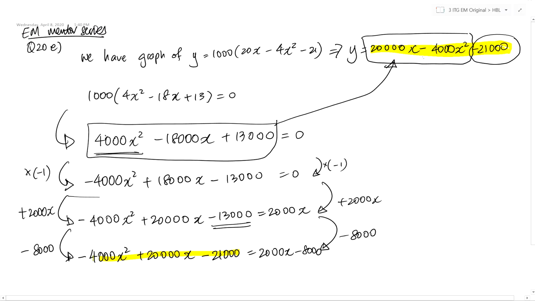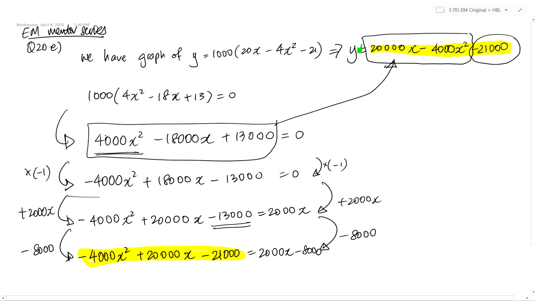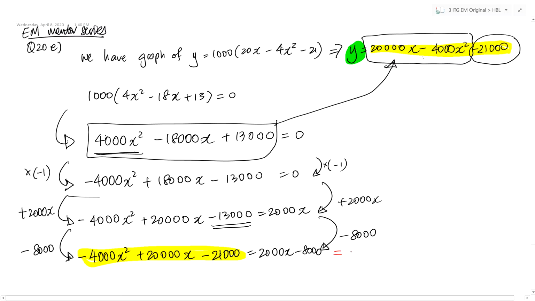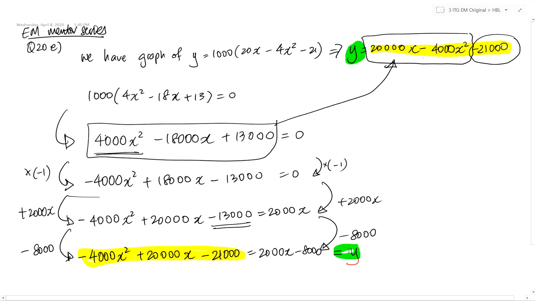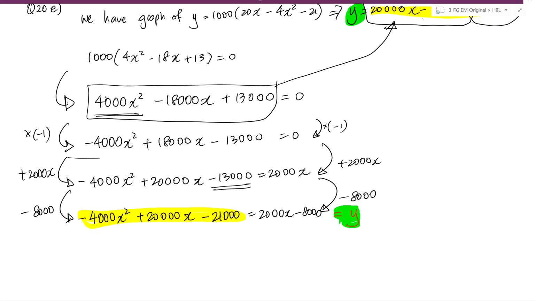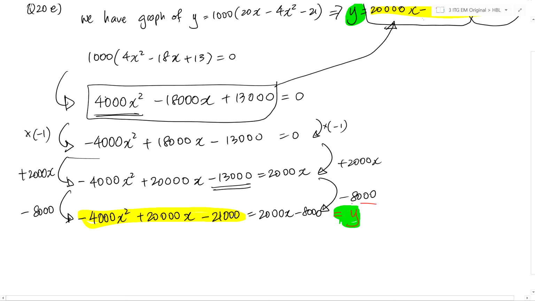Comparing, these two yellow highlighted parts are the same, and these two yellow highlighted parts are equal to y. I'm going to put all these equal to y. It is the same y. And now, do you see the equation of the straight line we have to draw appearing? It is found here.